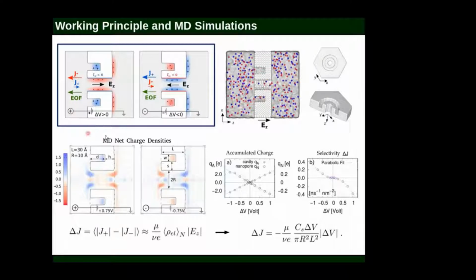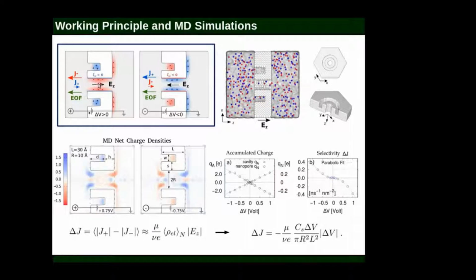When a voltage difference is applied across the membrane, two main effects occur. Ions start to flow through the pore, while charges are accumulated at the solid-liquid interfaces. In particular, the accumulated charge depends on the voltage polarity. Indeed, when a positive voltage is applied, cations accumulate inside the cavity and anions accumulate on the pore wall, and the opposite happens for a negative voltage.